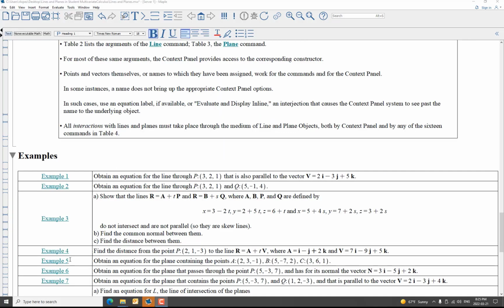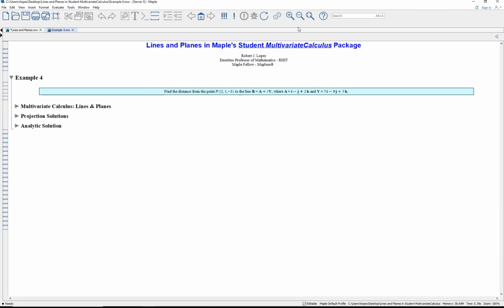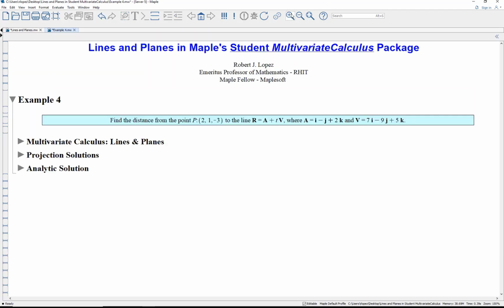In example 4, we have to find the distance from a given point to a given line. This is a point on the line. This is the direction of the line. So let's head over here to the end of that link. Here is the point. Here's the definition of the line in terms of a fixed point and a direction.